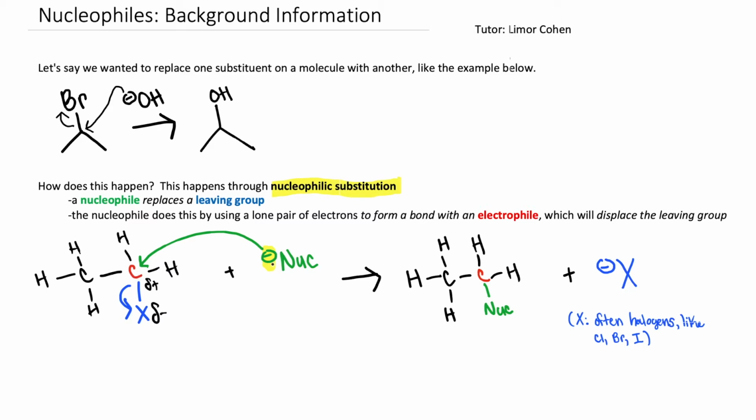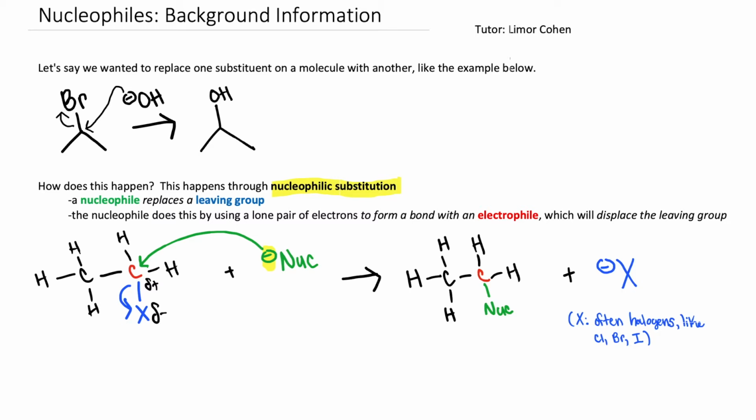Since opposites attract, the negatively charged nucleophile will be attracted to the partial positive electrophile, which will make it be naturally drawn to form a bond with our electrophile. When the nucleophile forms a bond with carbon, carbons can only have 4 bonds, so this displaces our leaving group.